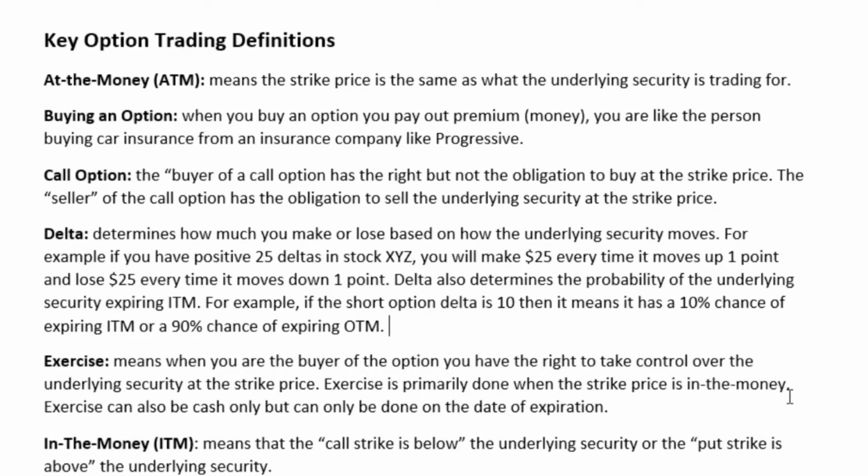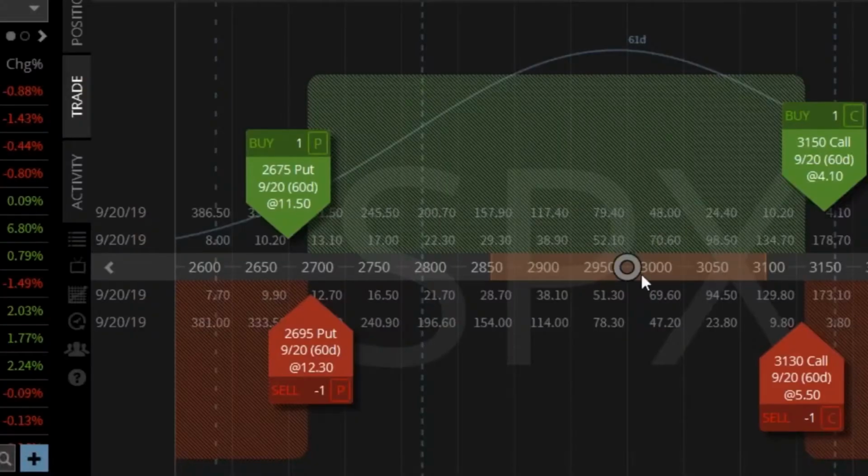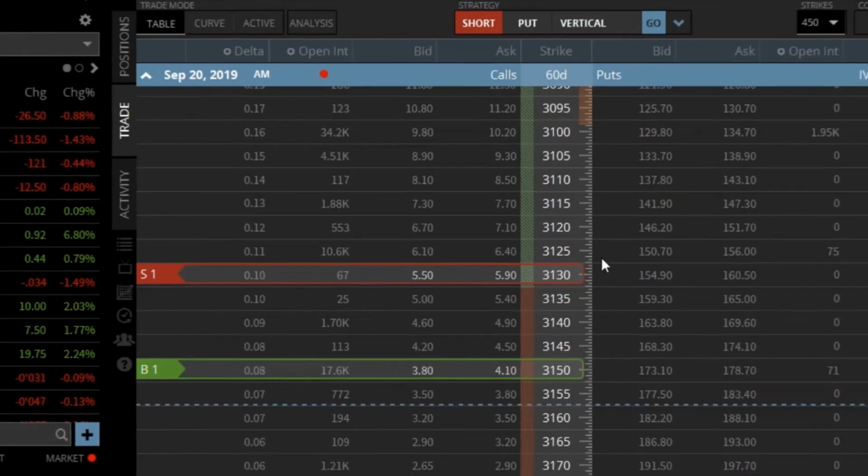Buying an option: when you buy an option, you pay out premium. You are like the person buying car insurance from an insurance company like Progressive. So we talked about this. You don't want to be the buyer of an option unless you're hedging. Or if you absolutely have to buy an option, you want to buy it at the money or a little above at the money, because when you're at the money, you have at least a 50-50 chance of making money.